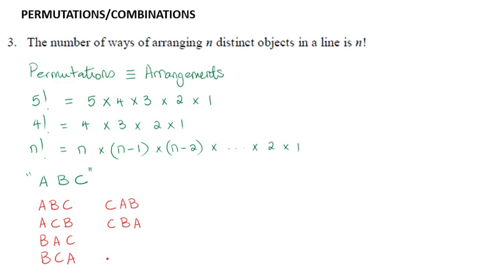We could have calculated it using n factorial. So we have 3 objects to arrange in a line. That would be 3 factorial, which is 3 times 2 times 1, which is 6. You can also find the factorial symbol on your calculator so that you don't have to do all the work.